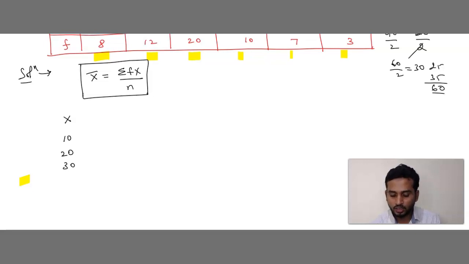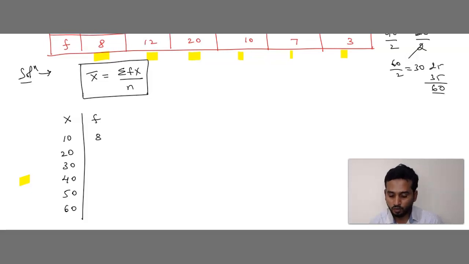So 30. After 10 what did we get? 20. After 20, 30. After 30, 40. After that 50. After that 60. Stop. Just 3 values you find, and the next 3 values you can continue. How? Just check how we got the next number. Always this will be constant. Remember. Understood?